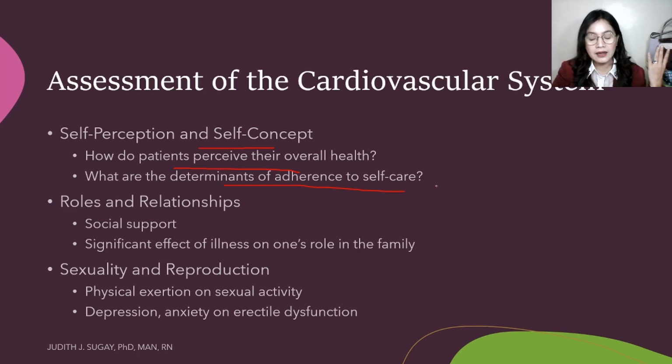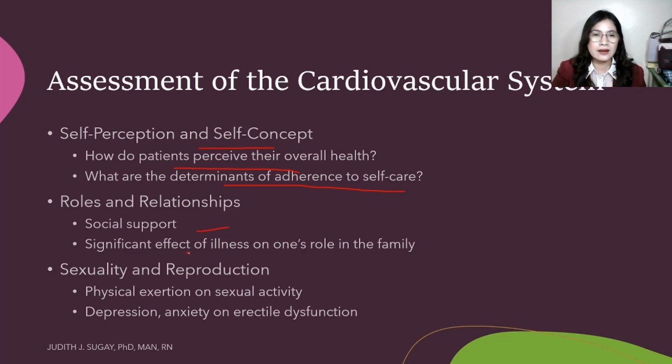What else? Their resources, okay, and when you say it is their ability, like can they still manage to independently do self-care by themselves? So what else? So in terms of roles and relationships, do they get social support?